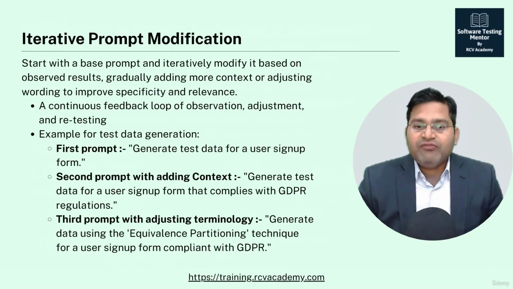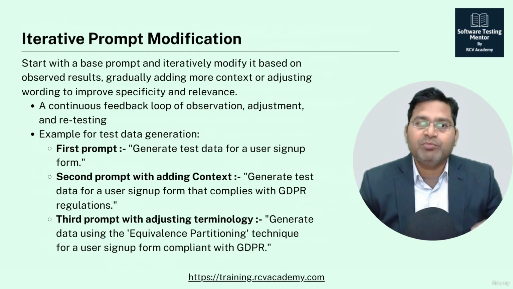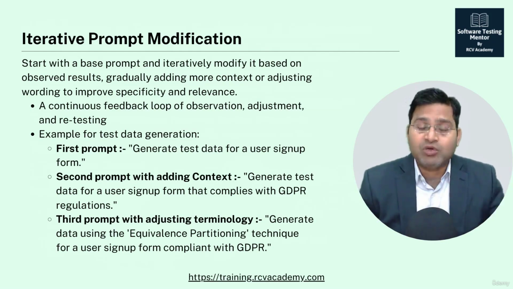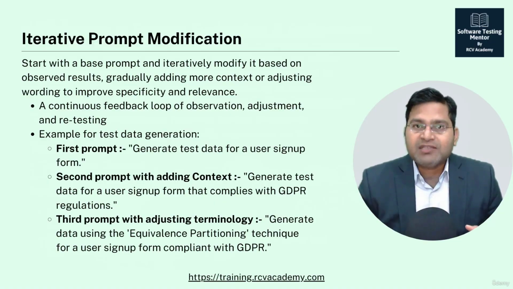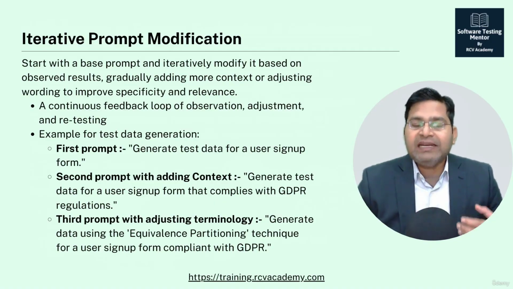So let's see iterative prompt modification. What exactly is iterative prompt modification? In iterative prompt modification, you start with a base prompt and iteratively modify it based on the observed outcome, gradually adding more context or adjusting wording to improve specificity and relevance. In this case, it is kind of prompt chaining they are talking about, wherein iteratively you modify the prompt to add more context and adjust the wording. A continuous feedback loop of observation, adjustment, and retesting is required.